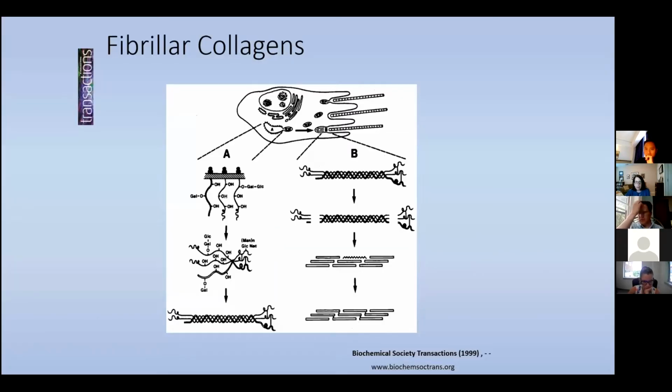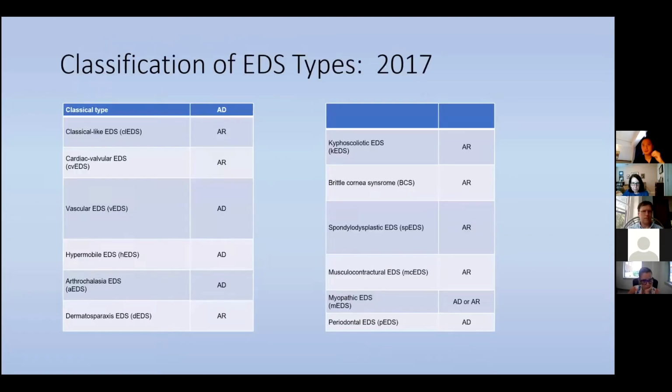And this is an older cartoon, but it really does a good job illustrating how the 3 alpha chains are synthesized and they assemble into a trimeric triple helical molecule. The amino and carboxy terminal ends are cleaved, and then the fibrils line up into the mature collagen molecule, the fibrils.